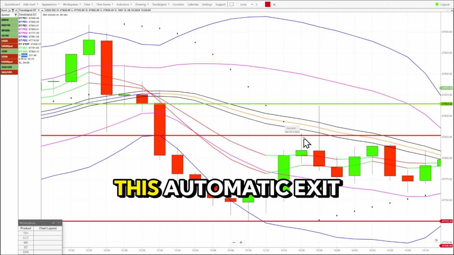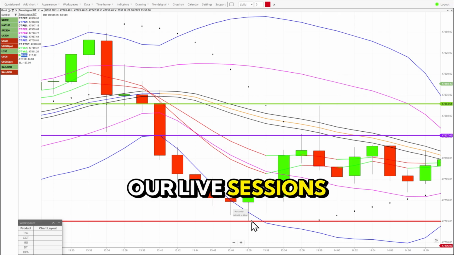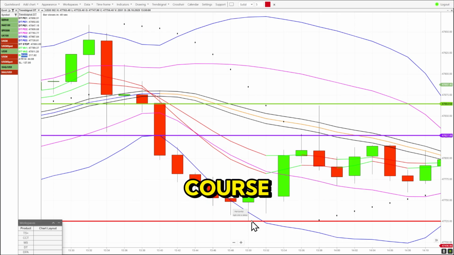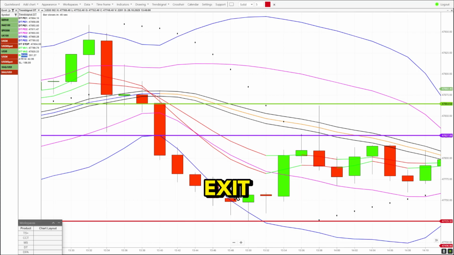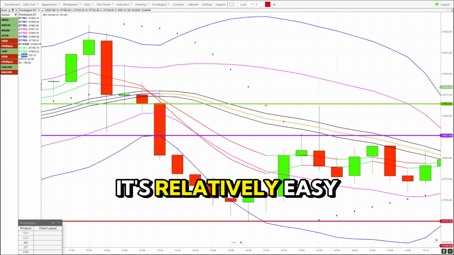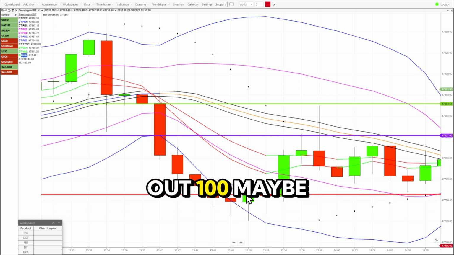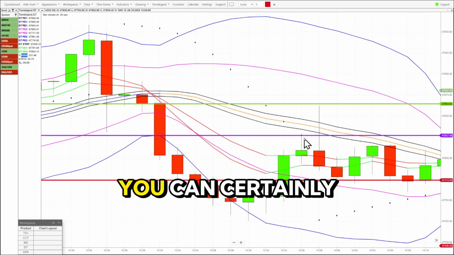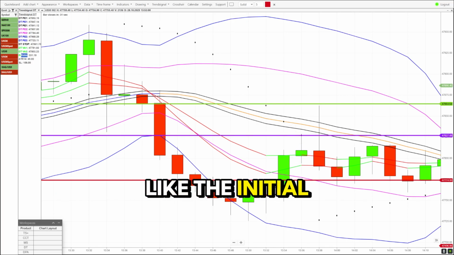The difference between this automatic exit and this best exit is something that we teach in our live sessions as part of the coaching that comes with the course. I will say nobody will ever time the perfect exit, but just look at this chart. It's relatively easy to lock in your profit as you go, and maybe you don't take the whole full 139. Maybe you take out 100, maybe you take out 80, but you can certainly do better than the pips given by the initial black arrow.